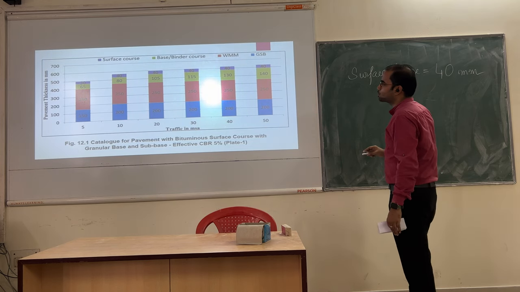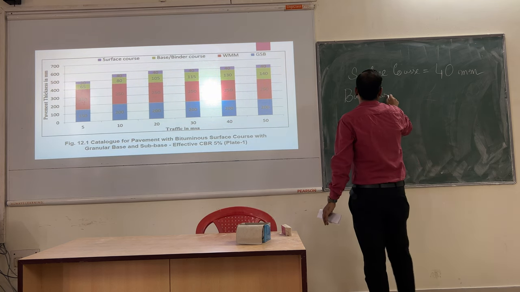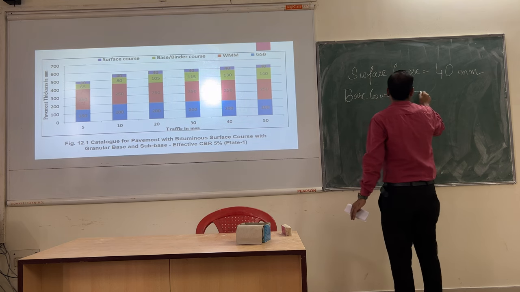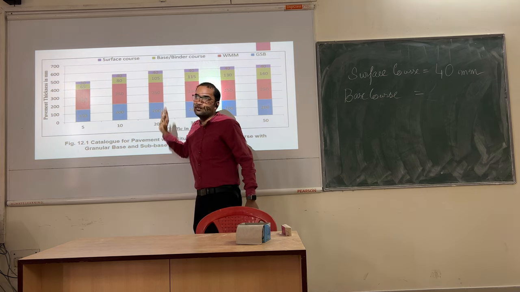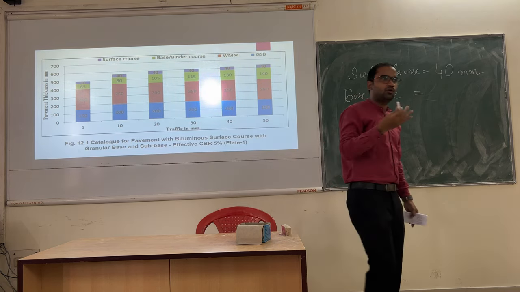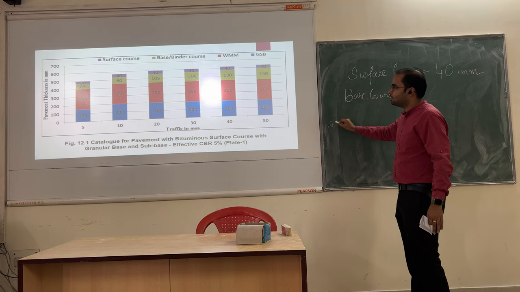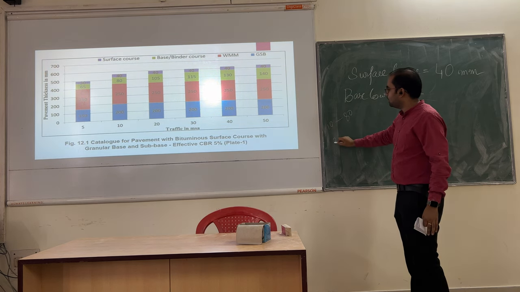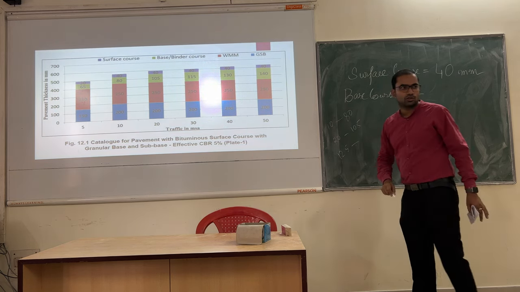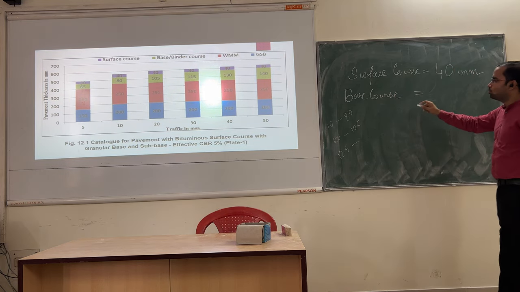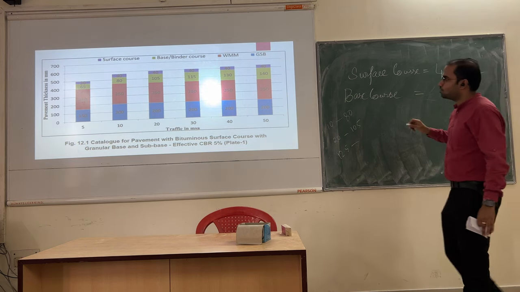Then comes the base course or binder course. In that case, you have to calculate the interpolation for the 80 and 105 values. So calculate and tell what will be the value. For 10 MSA, it is 80. For 20 MSA, it is 105. You have to calculate for 12.5 MSA. So interpolate, and whatever value you got, that will be the value for base course thickness. Calculate and tell the value.